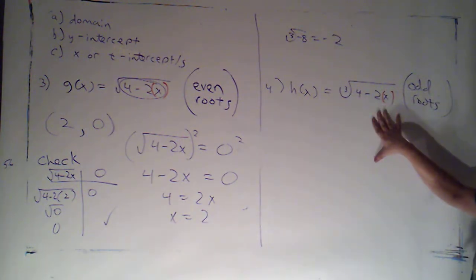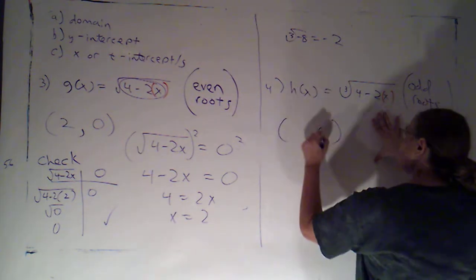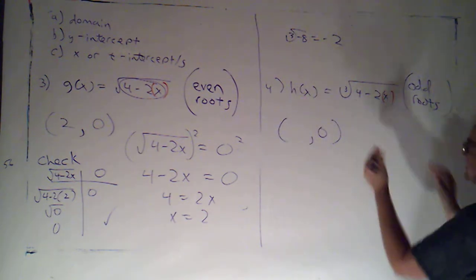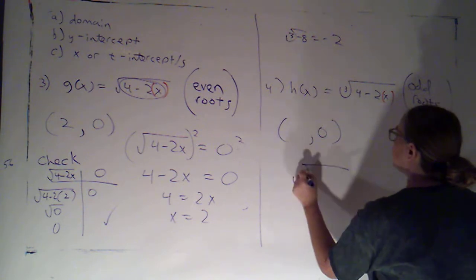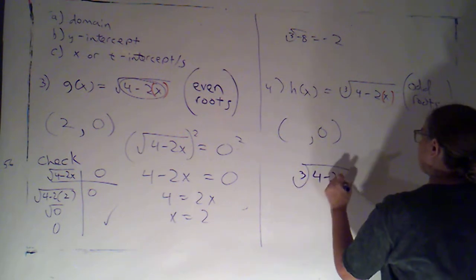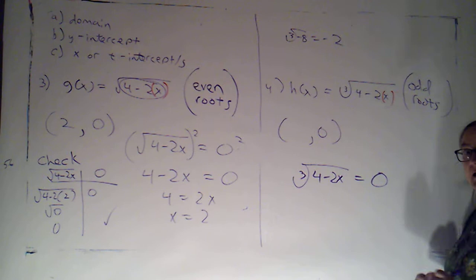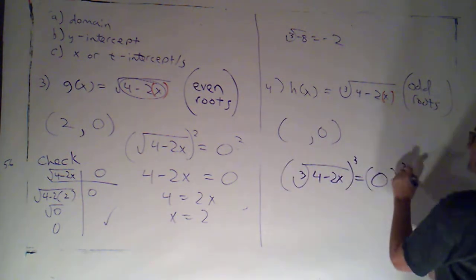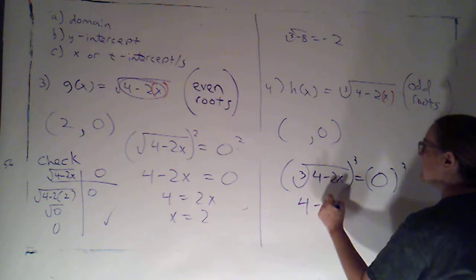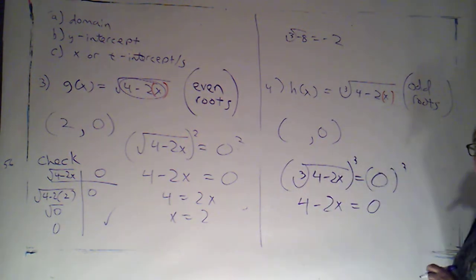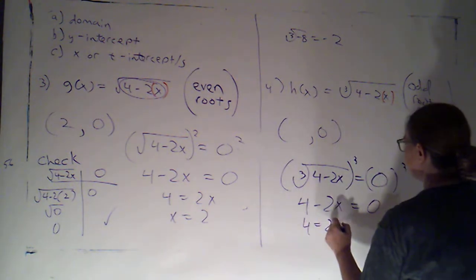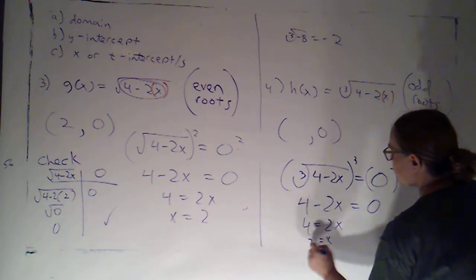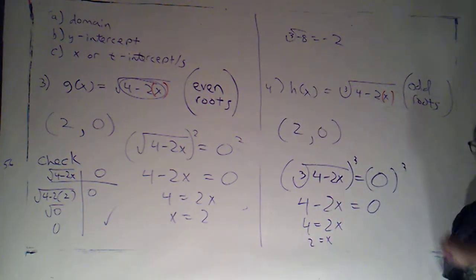Now for question 4, if I'm finding the x-intercept, again, I know the y value will be 0, and I'm just going to set the formula for the function equal to 0. And then I can cube both sides. So I'm going to get 4 minus 2x equals 0. 4 equals 2x. x equals 2. And I don't have to check.